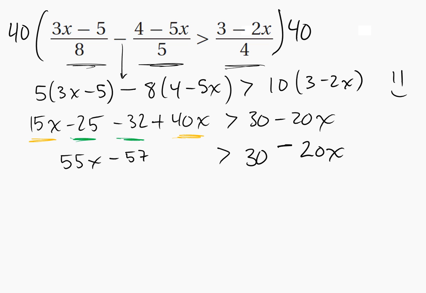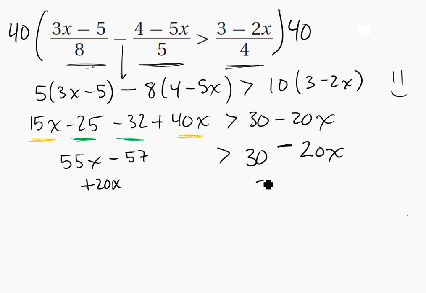I think I might have a problem with my device because I had a hard time writing this negative symbol right here. But it is 30 minus 20x. I'm going to add 20x to both sides. So I'm going to add plus 20x over here and plus 20x over here. I cannot write in this area of the screen. I can't do it. 20x.